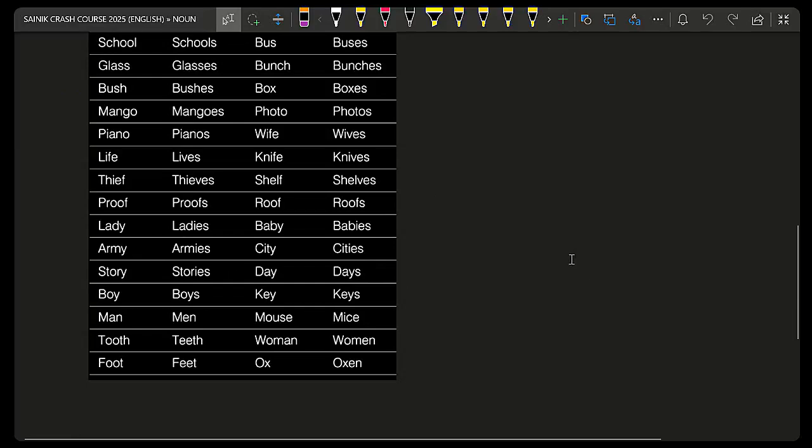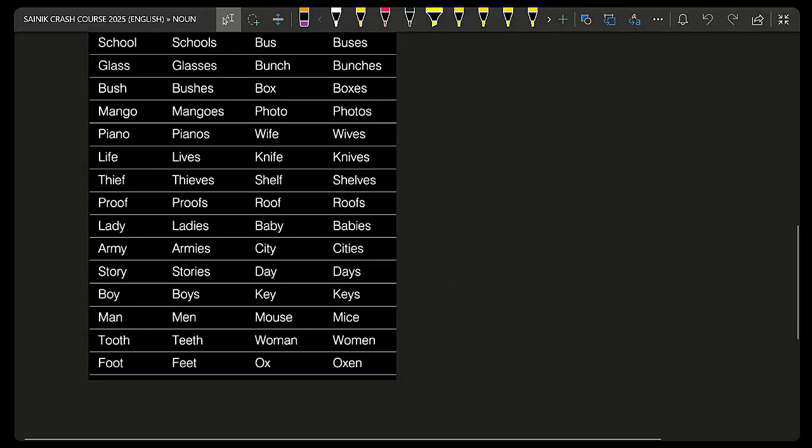Woman, women. See this woman, woman, the pronunciation is the same but the spelling is different. This is woman and this is women. Both are women, but the spelling is different. If a is there in the singular, e is there in the plural. Ox, oxen.